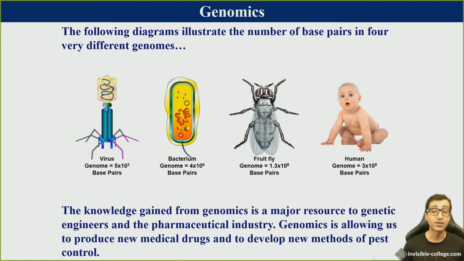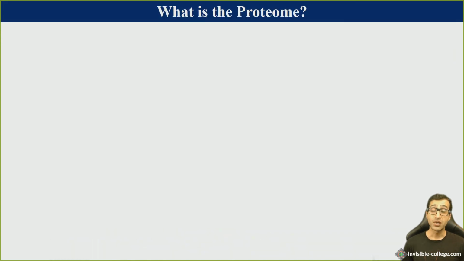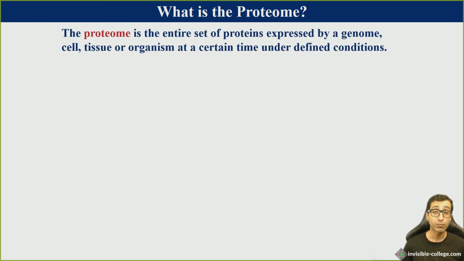So the knowledge gained from genomics is a major resource to genetic engineers and also the pharmaceutical industry. Genomics is allowing us to produce new medical drugs and also to develop new methods of pest control, among other applications. Now, another term that you need to be familiar with is the term proteome. The proteome is the entire set of proteins expressed by a genome, cell, tissue, or organism at a certain time under defined sets of conditions.